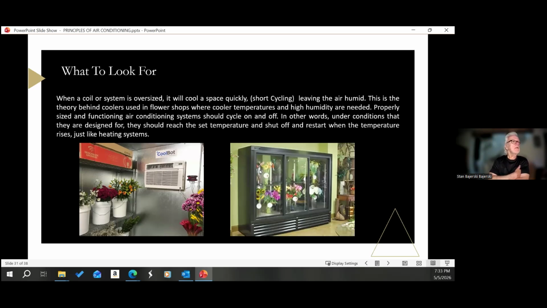So properly sized and functioning air conditioning systems should cycle on and off, right? They should meet the intended setting on the thermostat. They should shut off, and generally within 2 degrees, they should come back on and bring that temperature back up to the setting. In other words, under the conditions they are designed for, they should reach the set temperature, shut off, and restart when the temperature rises, just like the heating system.